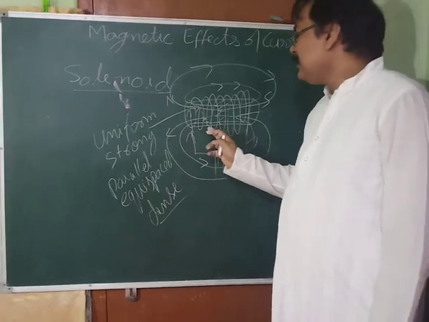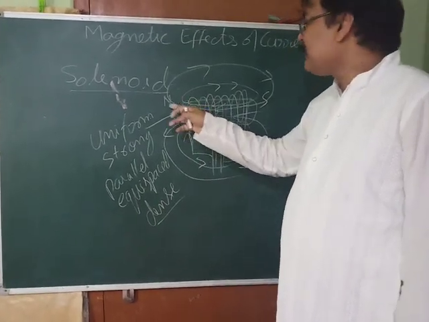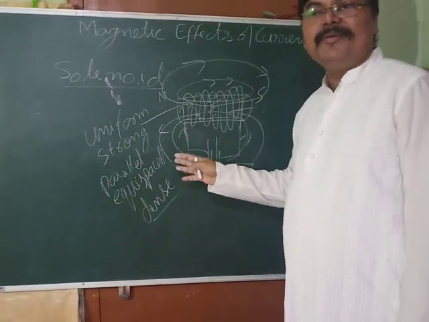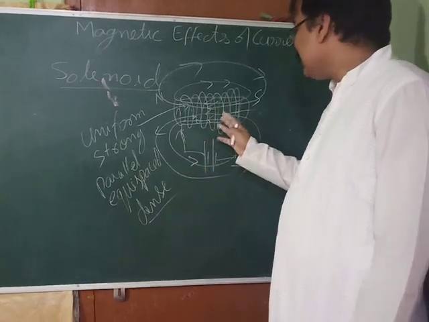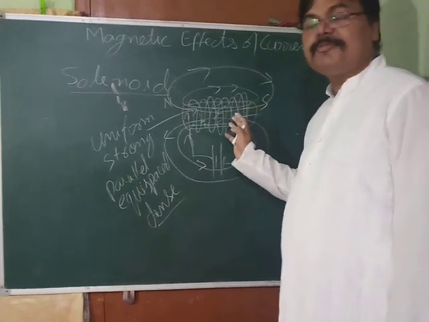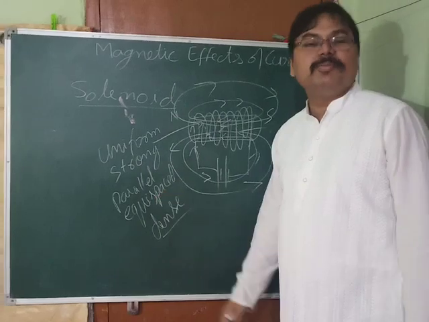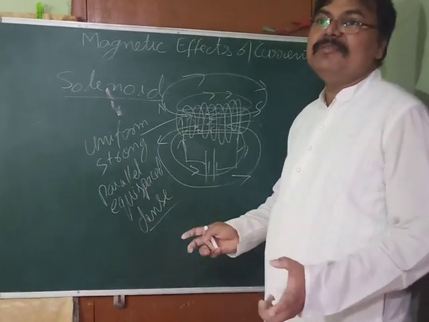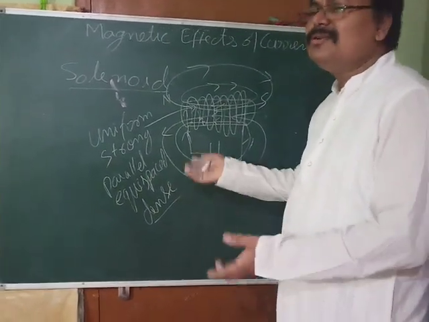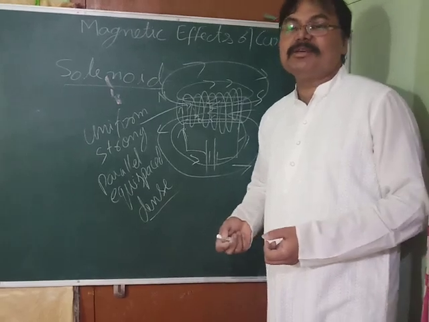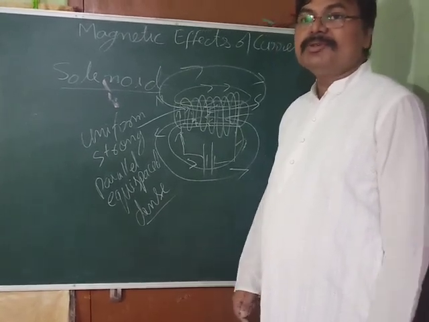Okay, and in a solenoid, the field lines also start from the north pole and terminate at the south pole outside the magnet. And inside the magnet, they enter from the south pole and leave at the north pole. So these are the similarities you can give, and you can draw the diagrams of both to show the similarities. Okay, so what is the difference?